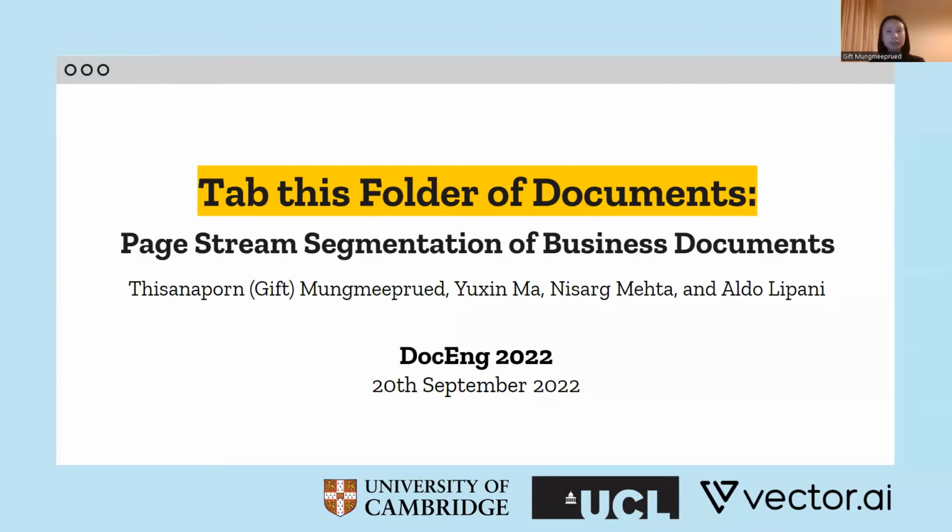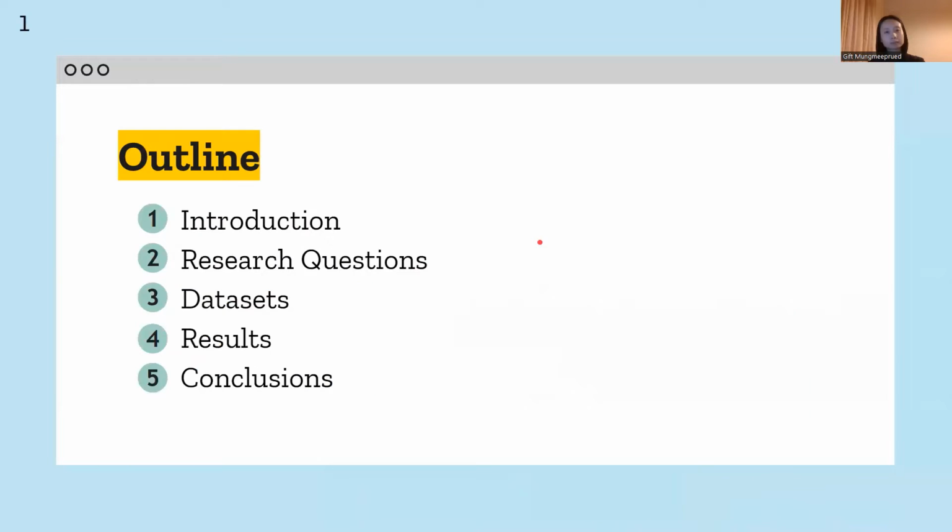My name is Kyo. I'm here to present the paper called Tab This Folder of Documents: Page Stream Segmentation of Business Documents. This is a joint work with Yusin, Nisak, and Odo. Here's the outline. I will start with the introduction and then the research questions, the datasets, results, and finally the conclusions.